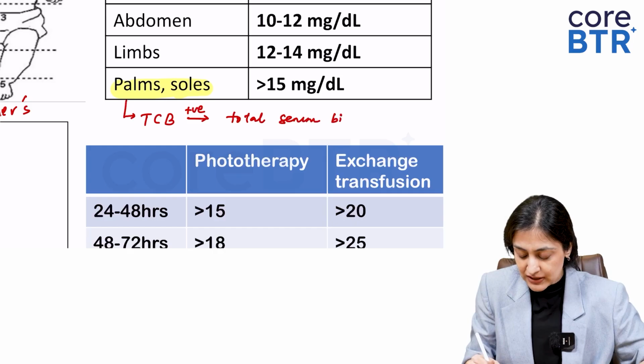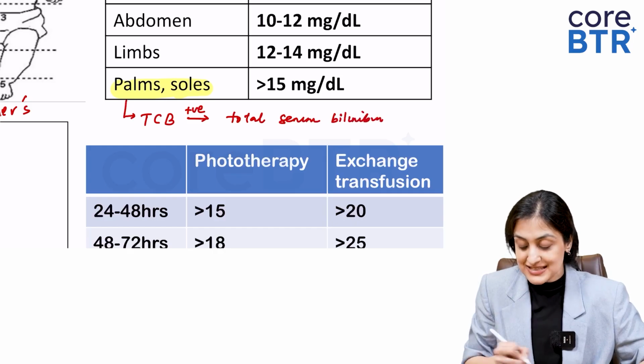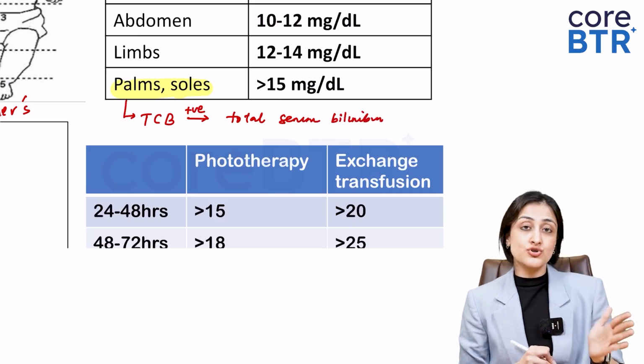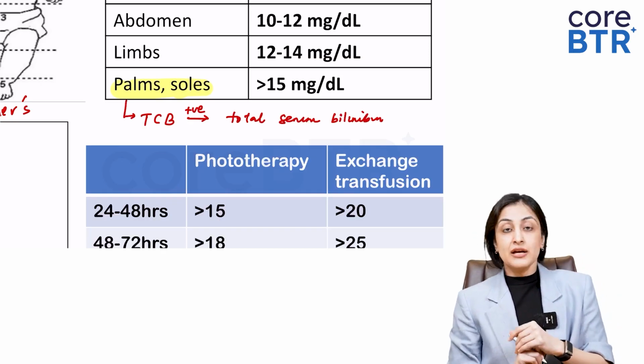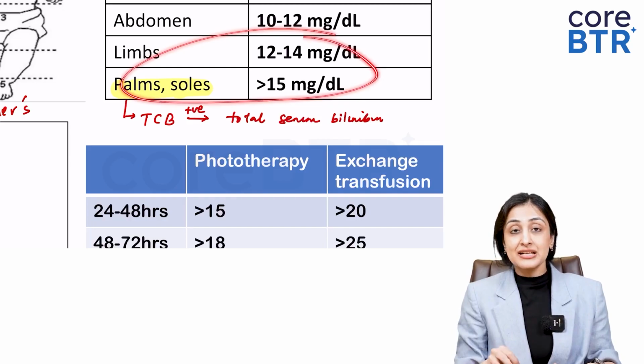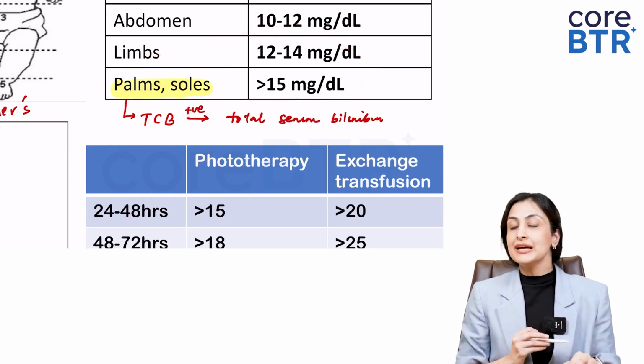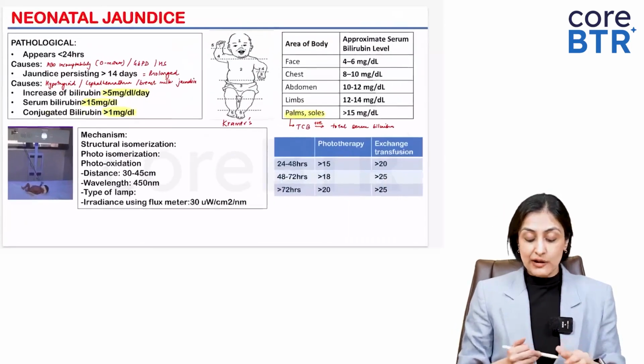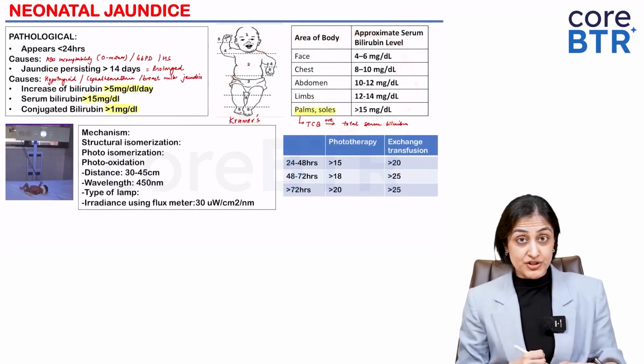You will now have to take the neonate's blood sample and send for TSB, which will give you conjugated, unconjugated, everything, right? So we directly don't want to prick the neonate. So you will do clinical exam, TCB, then only take a sample. All right. So this is how you clinically monitor.